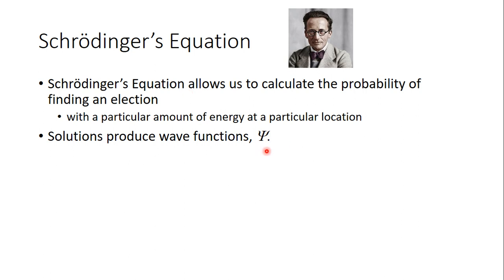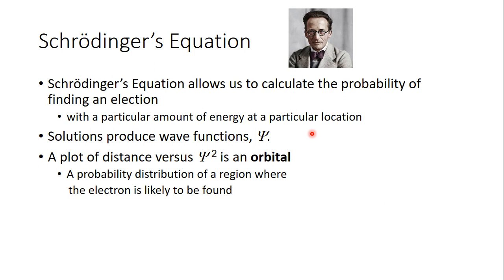The solutions from Schrödinger's equation are called wave functions, and that's what the symbol ψ represents. Now, if you plot distance from the nucleus versus the wave function squared, you get what's called an orbital. An orbital is just a region around the atom where you're saying, okay, in this area of space, you are most probable to find an electron with energy equal to some number.